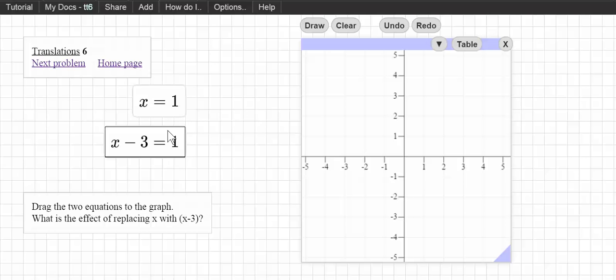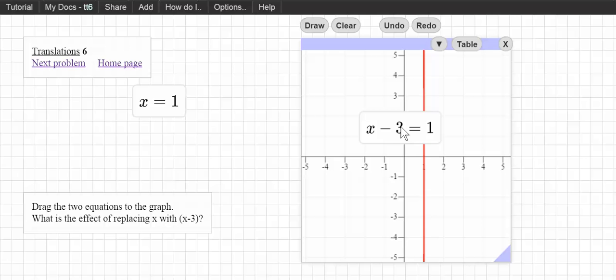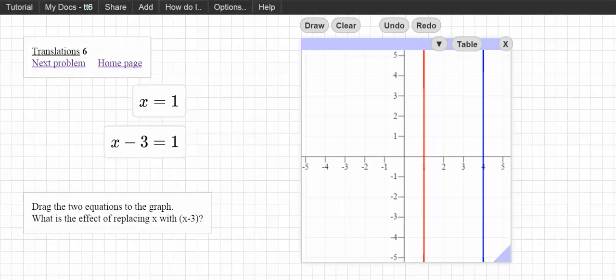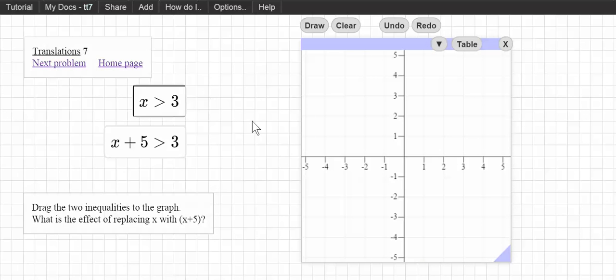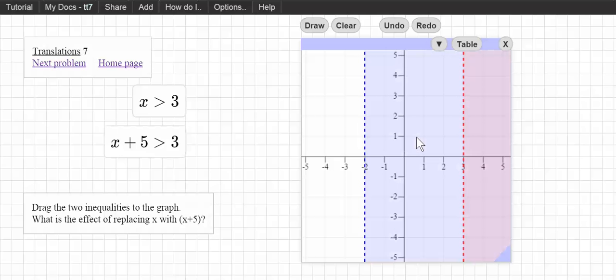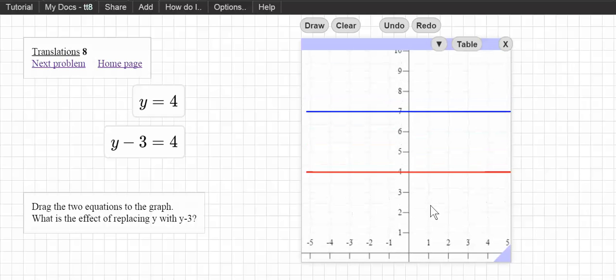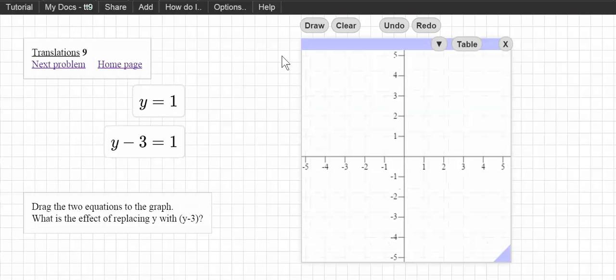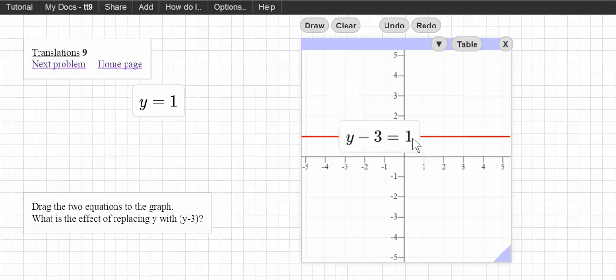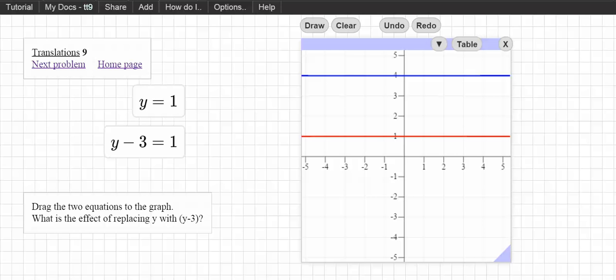Now we're going to do one variable, but on the coordinate plane. But still, when we replace x with x minus 3, it will move it 3 to the right. An inequality, one variable inequality on the coordinate plane. Here we do it one variable, but the y variable, it will move it up 3. Here it will move it also up 3.